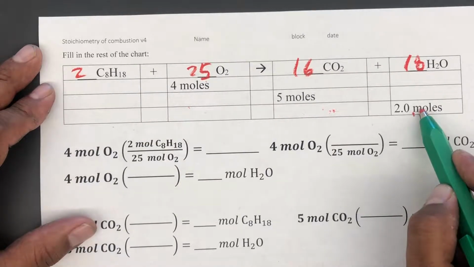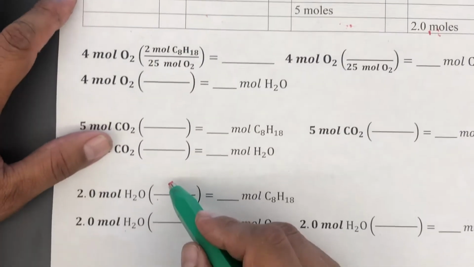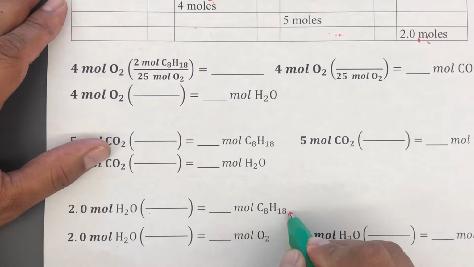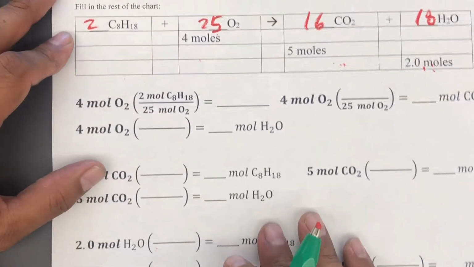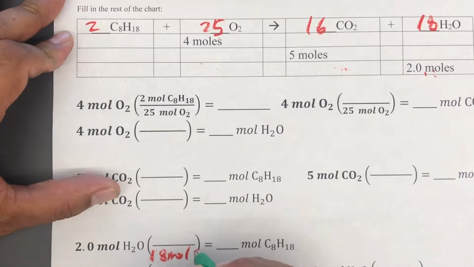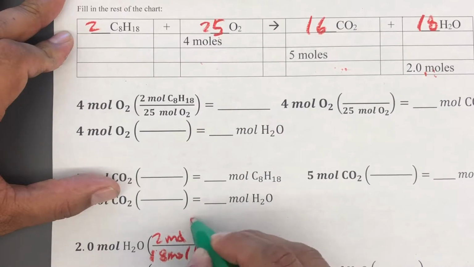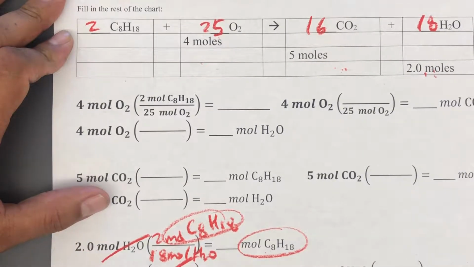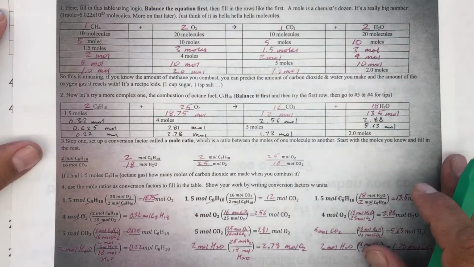So what you do is whatever you start out with, you put it in your equation. So here it is, 2 moles of H2O. And say you want to find the moles of octane, moles of C8H18. Well, you go down here and you look at the ratio. For every 18 moles H2O, I'm going to need 2 moles of C8H18. And moles cancel, moles of C8H18, correct, looking good. And you do the math.